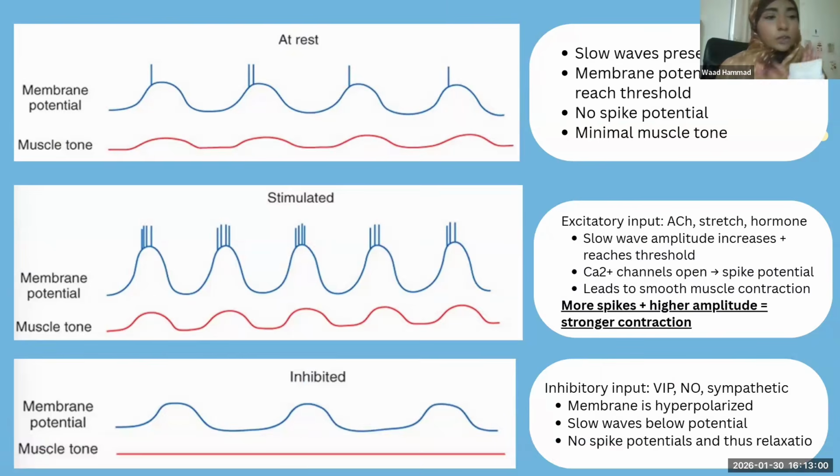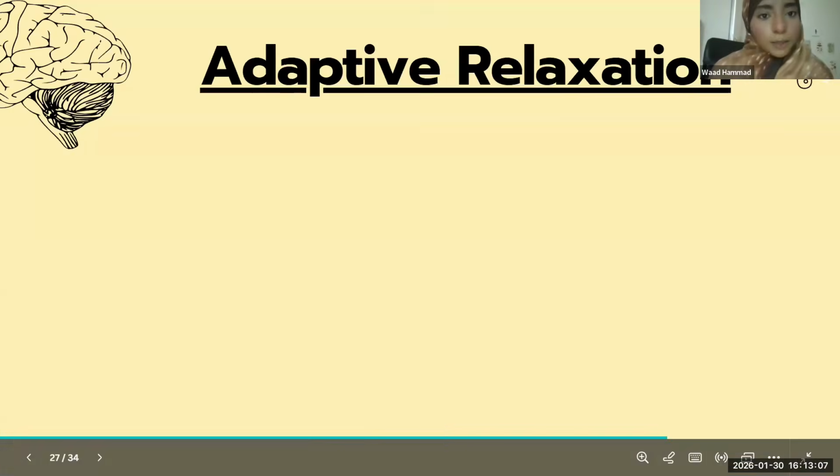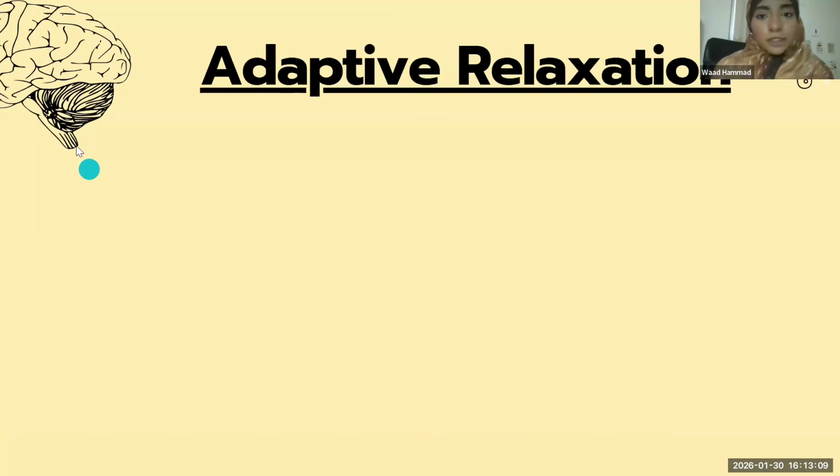So it has no chance whatsoever to reach the threshold, and so it doesn't contract. It just remains relaxed. Okay, now that we're done with that, we can talk about adaptive relaxation.